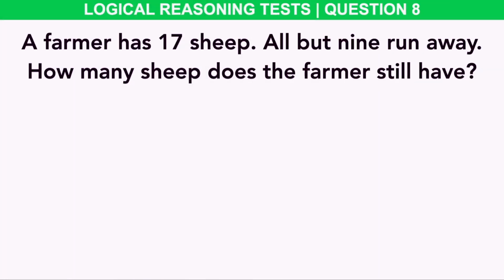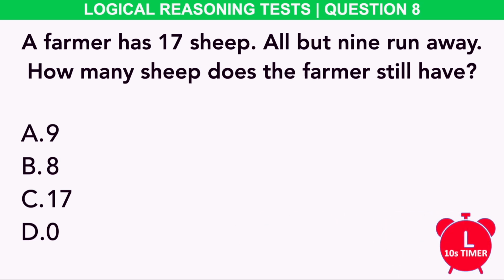I'm going to give you one more question like this before we move on to another style of aptitude test questions used in pre-employment assessments. The question is this: a farmer has 17 sheep, all but 9 run away. How many sheep does the farmer still have? Is it A, 9, B, 8, C, 17, or D, 0? You have 10 seconds to answer this question. Don't forget to let me know in the comment section below the video for marking.